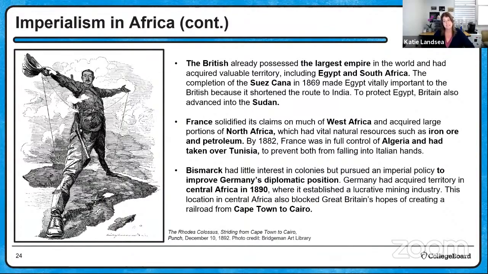Bismarck had little interest in colonies, but he pursued an imperial policy to improve Germany's diplomatic position, right? See, always the statesman. Germany had acquired territory in Central Africa, where it established a mining industry. And it also blocked, and you can see our image here, Great Britain's hopes of creating a railroad from Cape Town to Cairo. And you can see Cecil Rhodes there striding that territory that he stopped from being all British in that image.